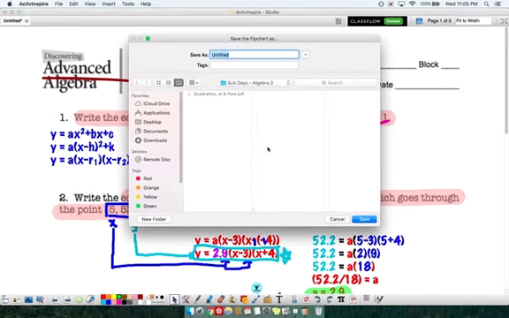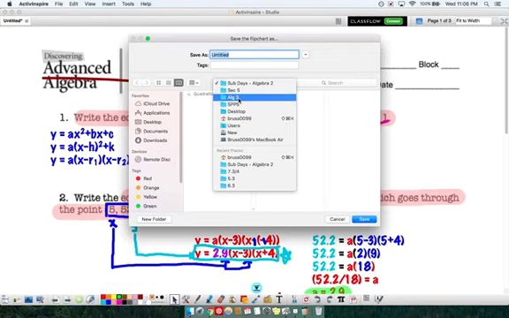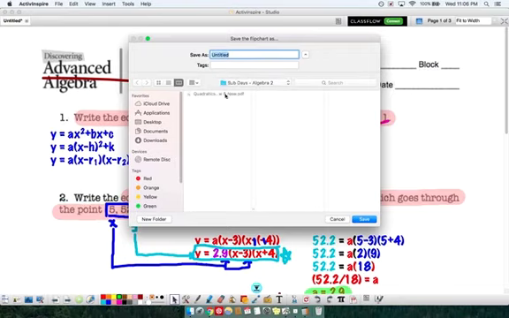And then you can try these problems. I think you can try these problems and just practice with these quadratics for our test next week.